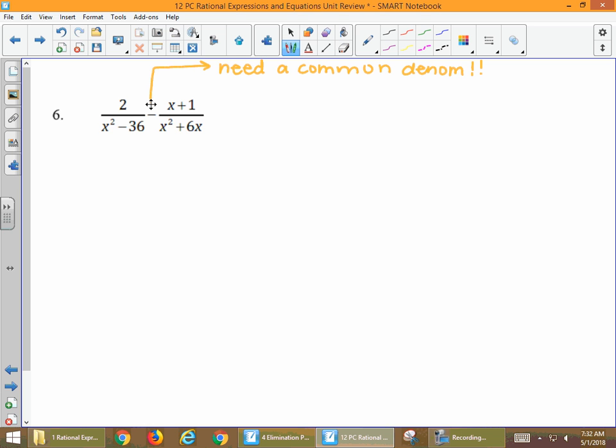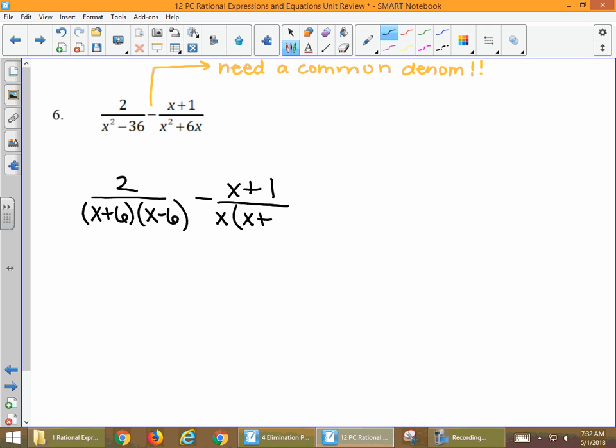All right, so the first thing I'm going to do is factor my denominators. Again, another difference of squares. X squared minus 36 is x plus 6, x minus 6. My second fraction here, I have x plus 1 over x squared plus 6x. So there I have an x in common, and x plus 6 is left when I factor that out. So these two fractions have x plus 6 in common.